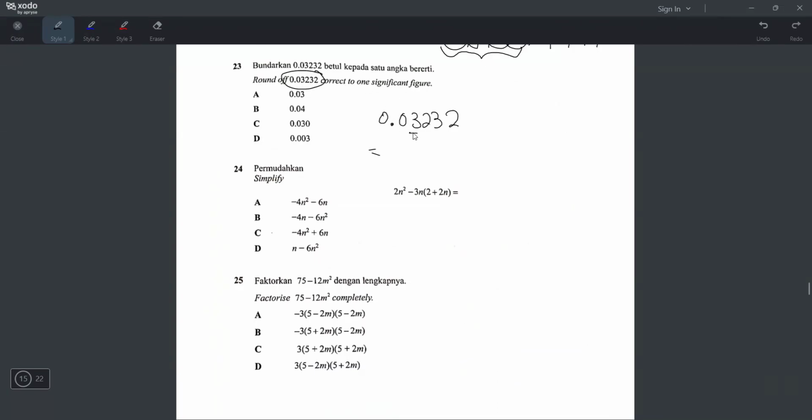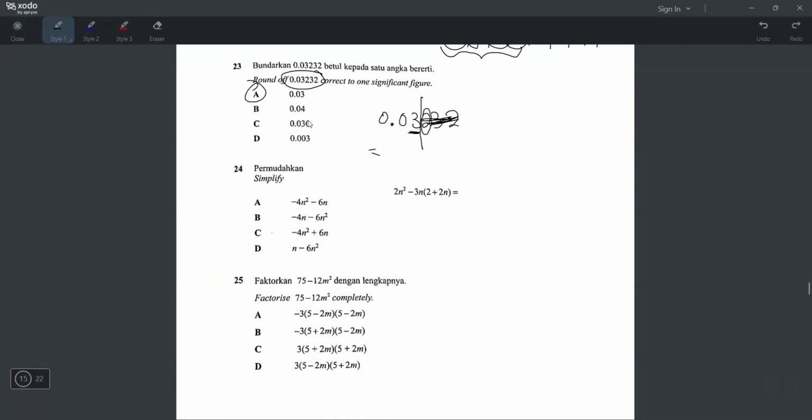So one significant figure, this is the first one. And then what you will do is draw a line, and before you erase the rest, just check the next digit, to see whether it is 5 or more, or less than 5. Because if it's 5 or more than 5, then you have to add 1, right? Okay, this one is less than 5, so just erase. So the answer is A.